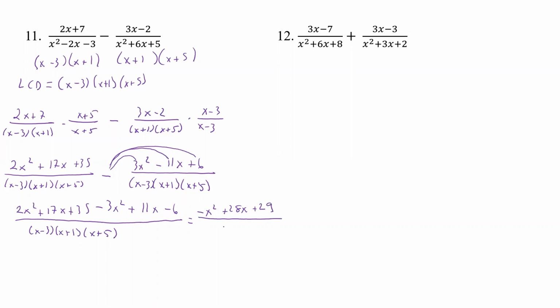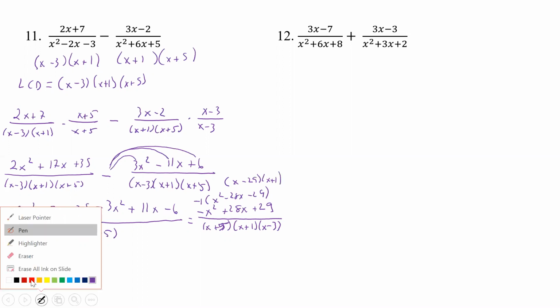all over x plus 3, oh, minus 3, let's change that to a 5. X plus 5, x plus 1, x minus 3. Now, can we factor this? Well, what's going to happen? Let's pull out a negative 1. And then we have x squared minus 28x minus 29.